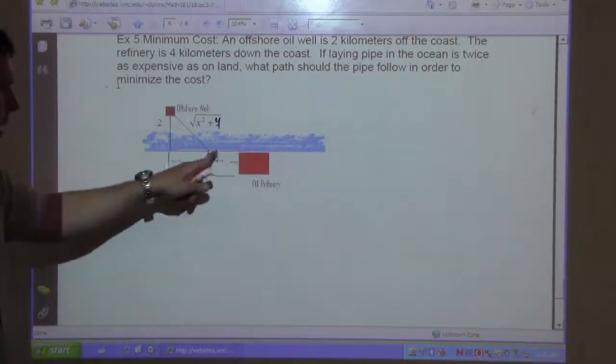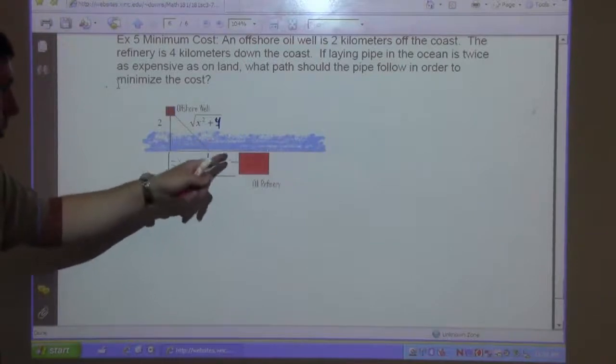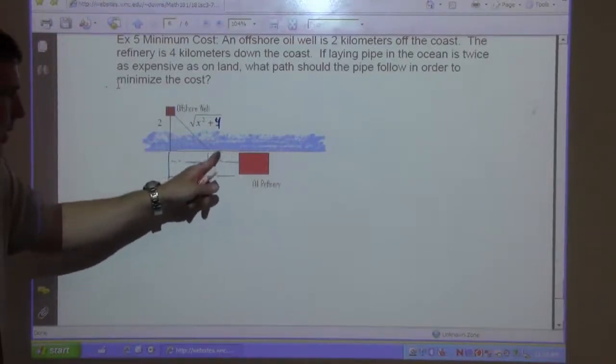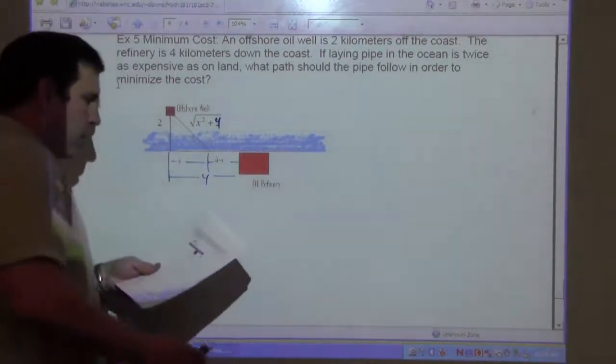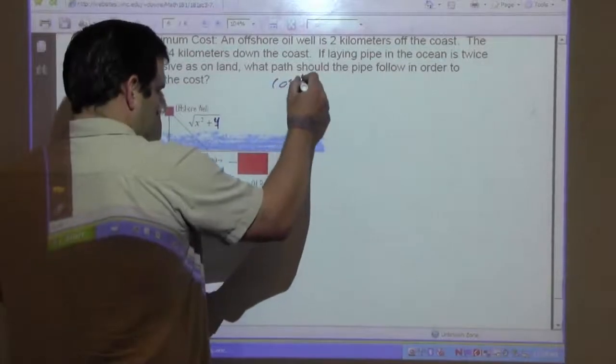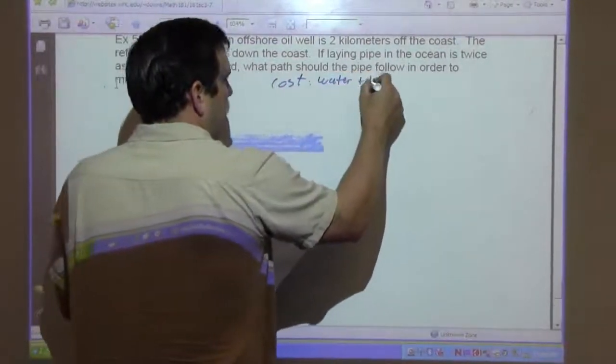So we want to find the minimum cost going out so far, and here we want to find the cheapest path. So we want to know what x should be. So it's 4 minus x for this, and we can get that value as well. So we have the cost is water plus land.